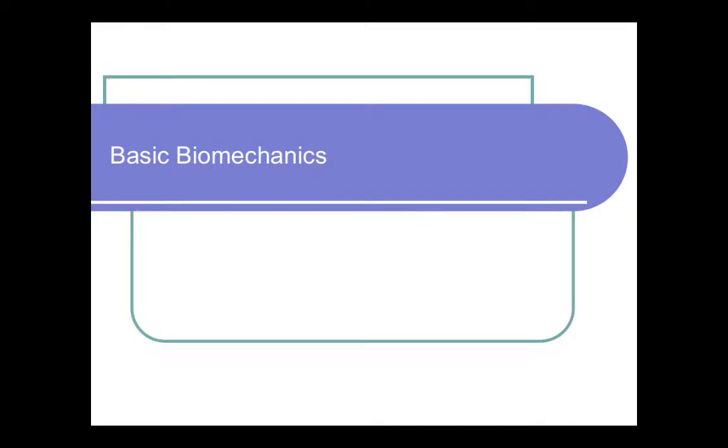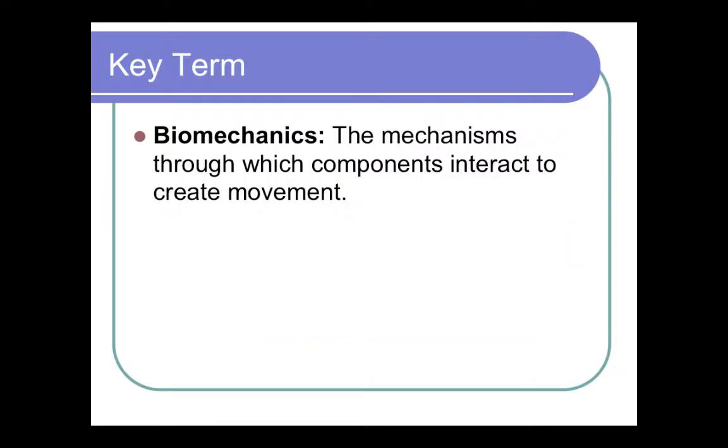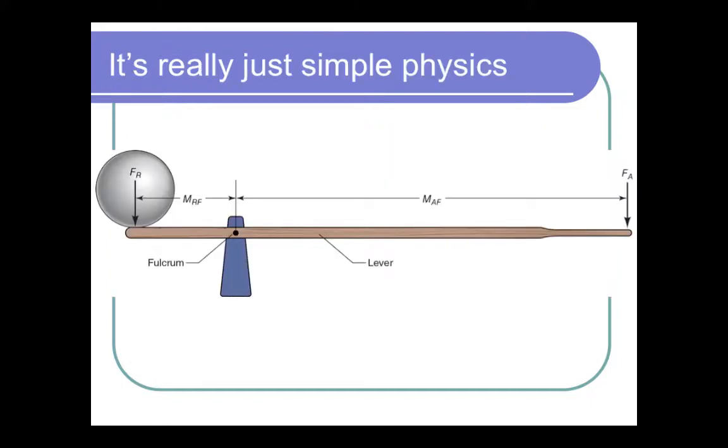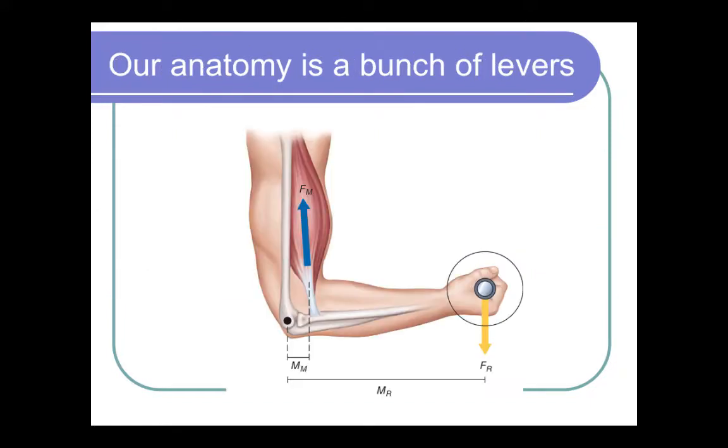Today we're going to be discussing basic biomechanics and also factors that affect force production. Our key term here today is biomechanics, which is the mechanisms through which components interact to create movement, which is exactly what we're doing with our muscles. It's really just simple physics. Remember back when you studied levers in your physics classes? Well, our anatomy is a bunch of levers.